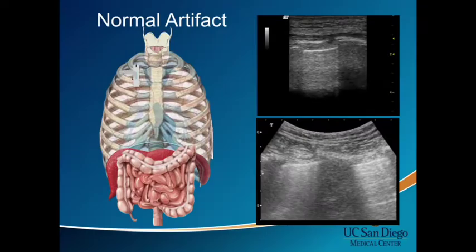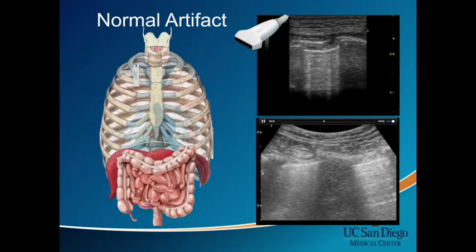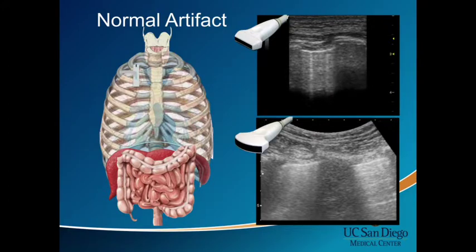So here's your probe, and the first thing we're looking at is a linear probe. So very superficial. You can see we're only 4 centimeters deep, right? And you have a rib here, a rib here. Your probe indicator's towards the head, so the head is here, the feet are here, and you just slide down with this probe.